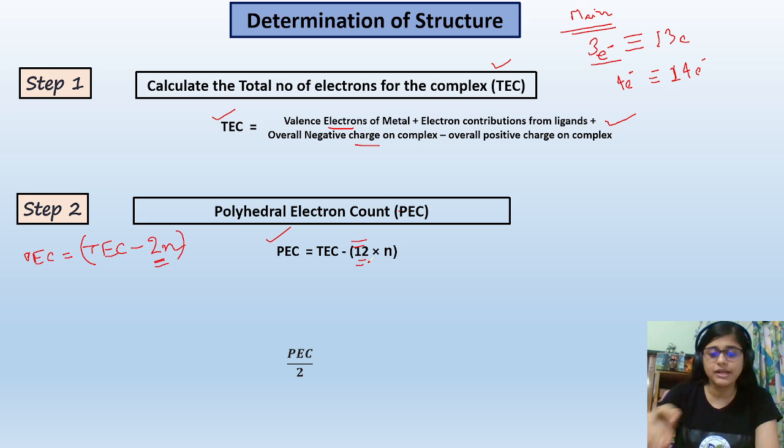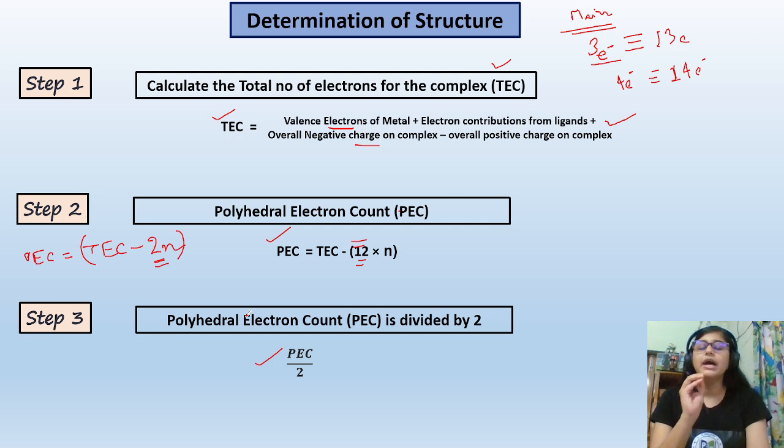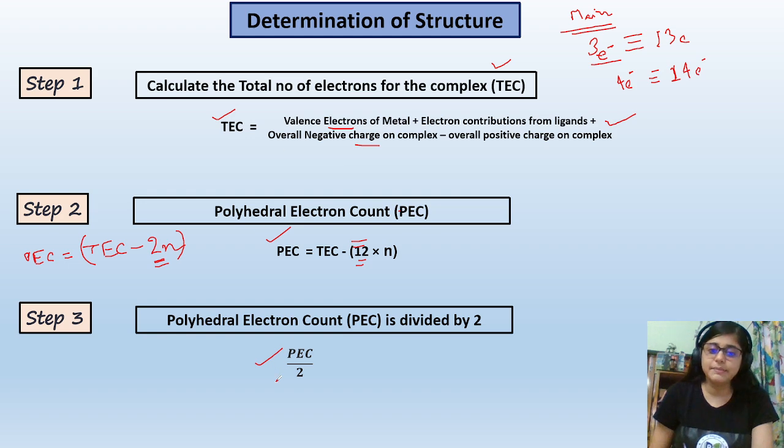Right? Now we can understand this. Step 3 is the polyhedral electron count by 2, the same as it was for boron. That's why I am telling you again and again that you have to watch that previous video of mine. So that is the third step, PEC by 2.